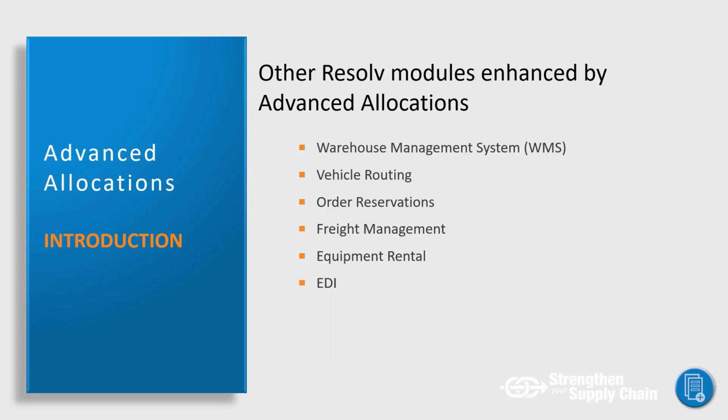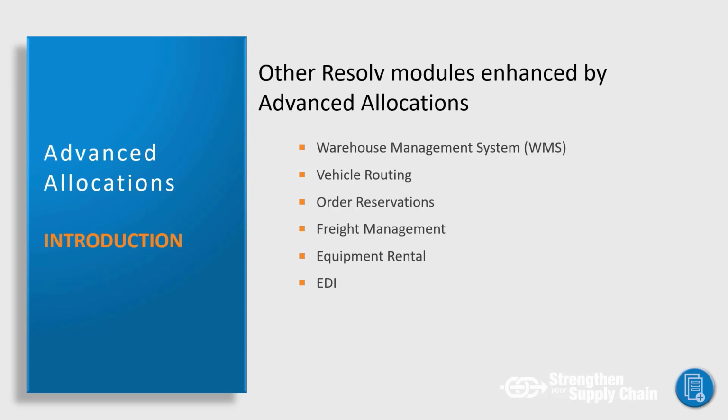Advanced allocations can be used along with several other Resolv modules to improve and automate their functionality. For example, with warehouse management, an order can go directly from e-commerce, EDI, or entered by customer service to the scanner because of the automated pick list. For vehicle routing, advanced allocations can use query rules to release material for a planned truck route and schedule.